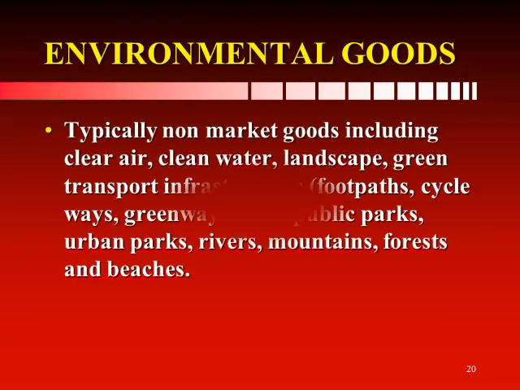Environmental goods. Do you know what environmental goods are? Listen, there are some goods which do not come to the market at all. Those goods are called environmental goods. What are they? Clean air, clean water, landscape, green transport infrastructure, that is, it includes footpaths, cycleways, greenways, public parks, urban parks, rivers, mountains, forests and beaches. All are called environmental goods. What is a greenway? It is a corridor of land or a piece of land that is reserved for recreational use or environmental preservation. So all these come under environmental goods.